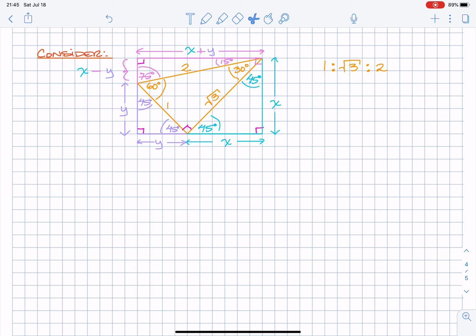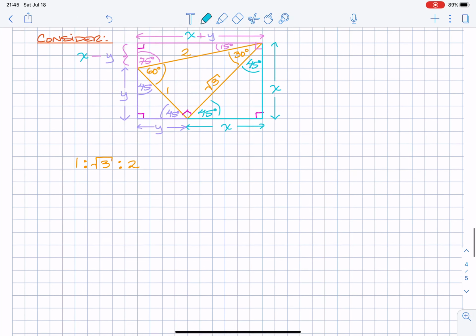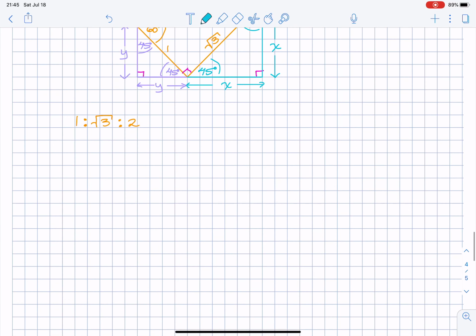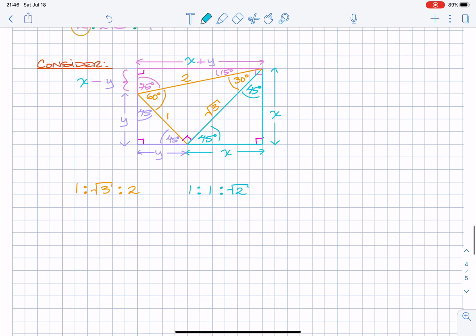Okay, what else do I know? Okay, what about the 45, 45, 90? Actually, maybe I'll bring this back down here. So for the 45, 45, 90 right triangle, let's do the blue one first. I know the ratio is 1 to root 2. However, the hypotenuse of this 45, 45, 90 right triangle is root 3.